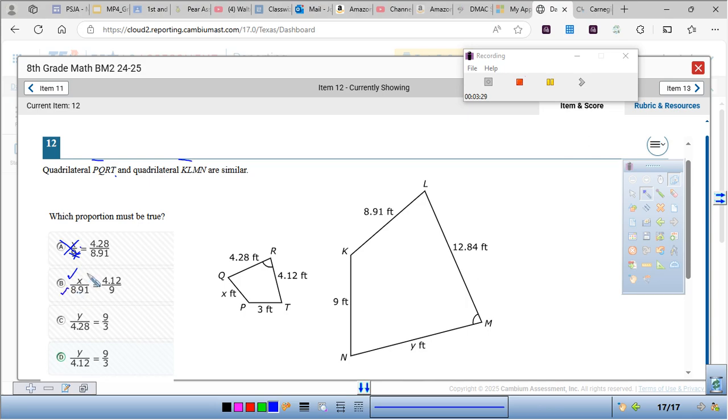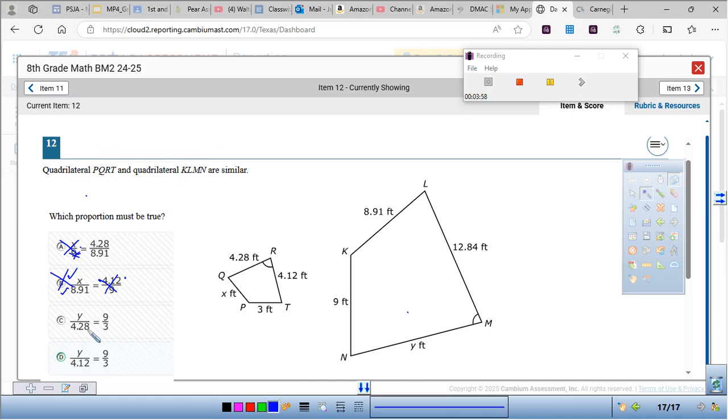So now we're going to come back to this triangle. I'm going to decide this quadrilateral. Again, they're comparing 4.12 RT to compare to MN. So RT should go to MN. MN is Y. And you see, no bueno there. So that one's out.